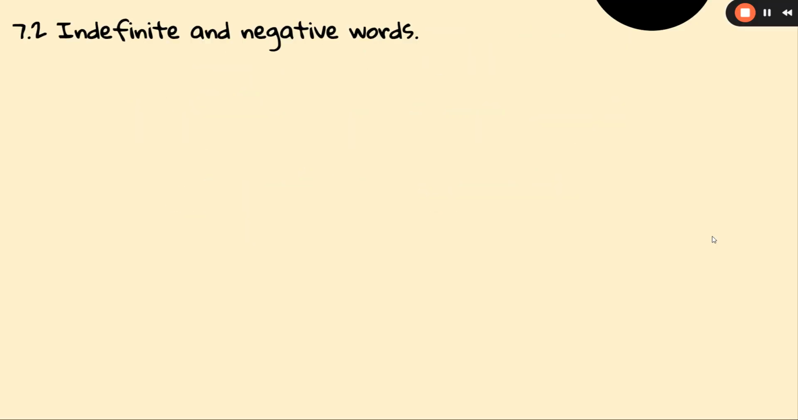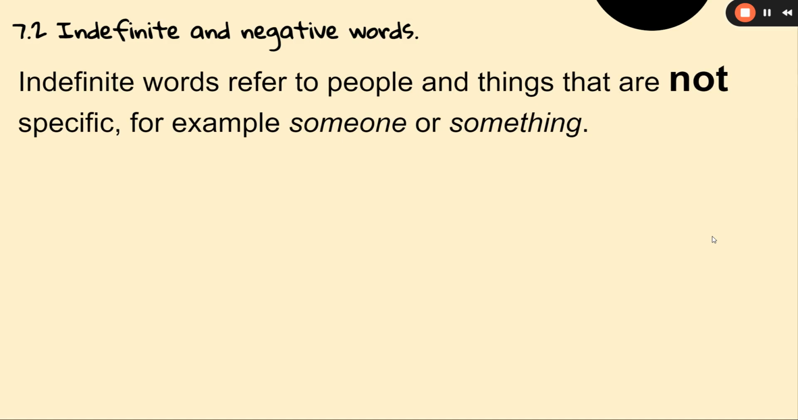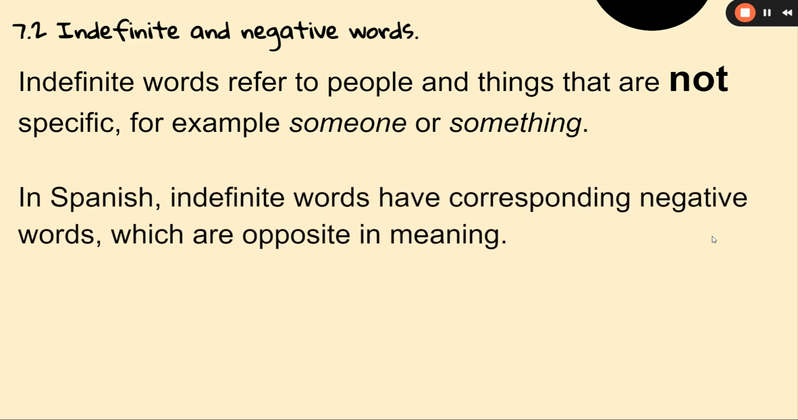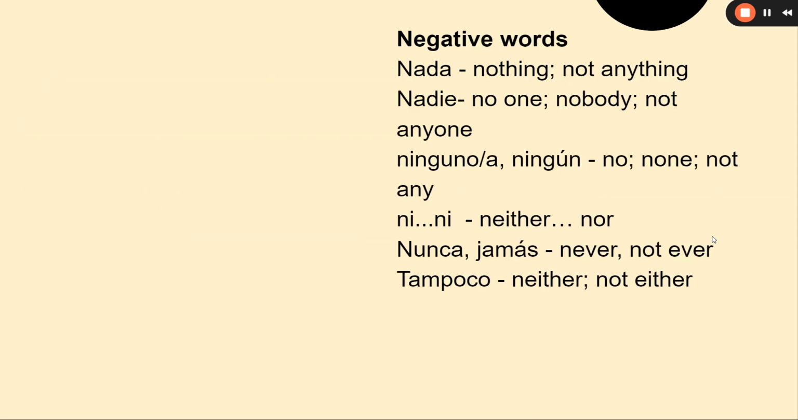Affirmative and negative words. Indefinite words refer to people and things that are not specific. For example, someone or something. Indefinite words have corresponding negative words, which are the opposite in meaning. So here are negative words. Nada, nothing or not a thing. Nadie, no one, nobody, not anyone. Ninguno, ninguna, ningún, none, no, not any. Ni, neither, nor. Nunca, jamás, never, not ever. And tampoco, neither or not either.